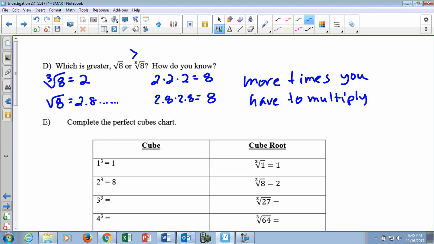Now again, if they're different numbers, then that's a different story. But we're going after the same number. The biggest difference is in the roots. We're only multiplying twice here to get this answer, and we're multiplying three times to get this answer. So it has to be smaller.